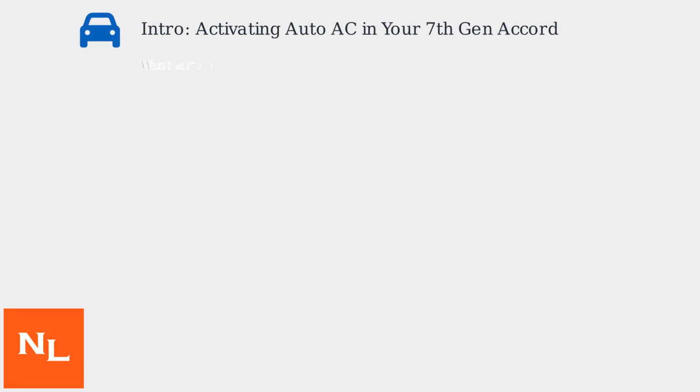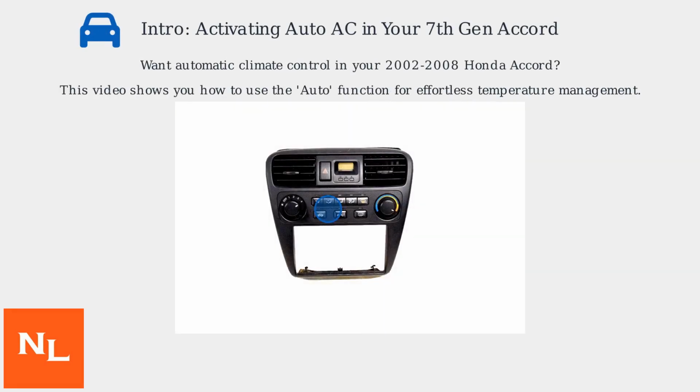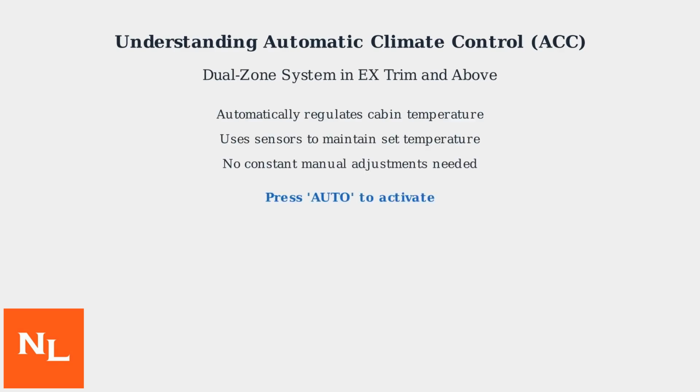Want automatic climate control in your 2002-2008 Honda Accord? This video shows you how to use the auto function for effortless temperature management. We'll cover the essentials for your Accord 7's system. The Accord 7 in EX trim and above features automatic climate control, a dual-zone system that automatically regulates cabin temperature.